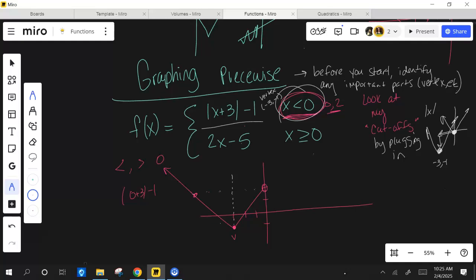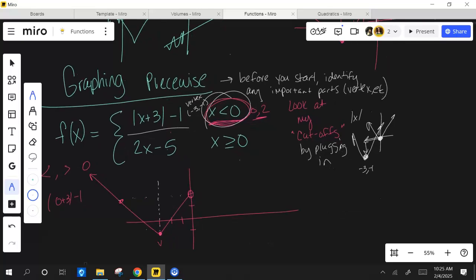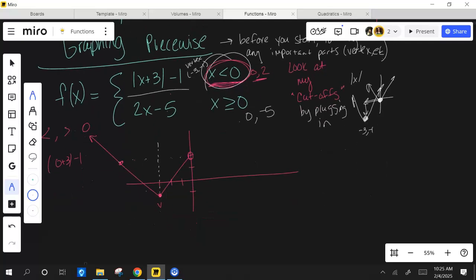Now look at your second equation, and we're going to follow the same process. Lucky for us, a line doesn't really have any other important points I need to look at. I don't have a vertex there to make sure that it's included or not included. So for this one, I just need the cutoff point. What is the cutoff point? 0, plug it in, you get -5. 0, -5 is my cutoff for that one.